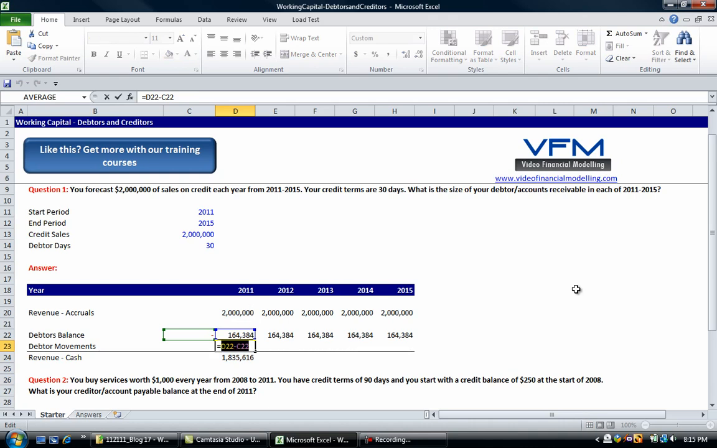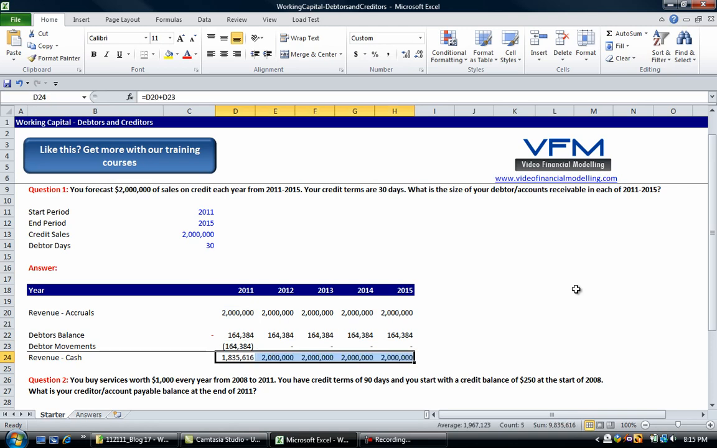Now I'm going to change the convention around and go that, take that, and now with that I'm going to have to go equals that plus that, or the sum of those two. Okay, now let's copy that formula across and just take a look at what happens. So in the first year, we've got 1.8 million, or approximately 1.8 million revenue as cash.